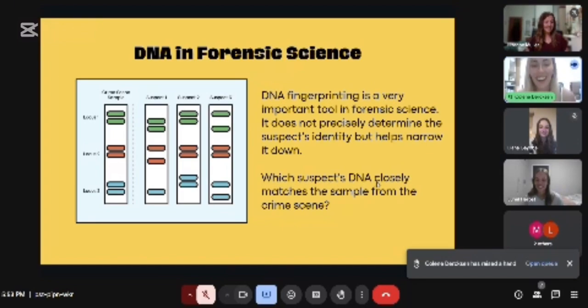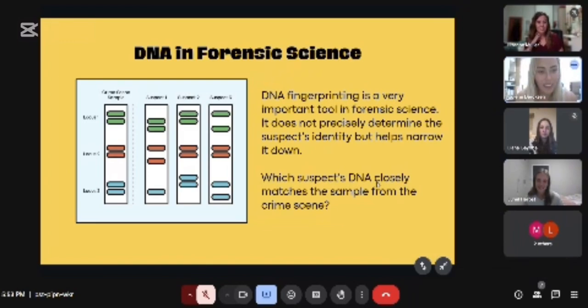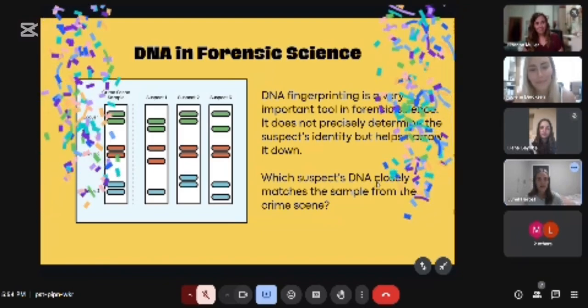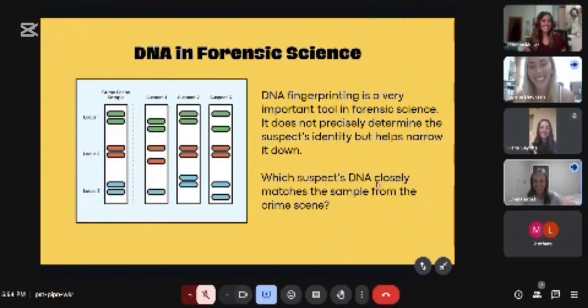Yes. I think it can be suspect 2. Why do you think so? Because the top two lines are both in line, and then the third locus has one in line. Well done, you are correct. So, suspects 1 and 3 are going to be ruled out because suspect 2's loci line up with the sample, so he or she is most likely to be the culprit in this scenario.